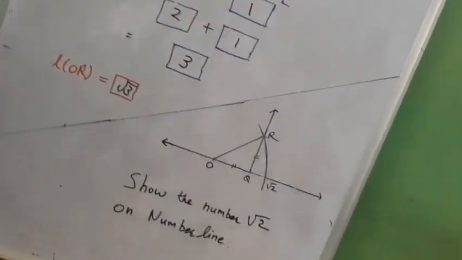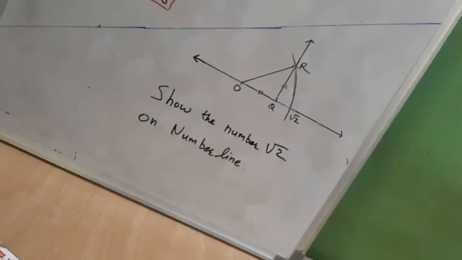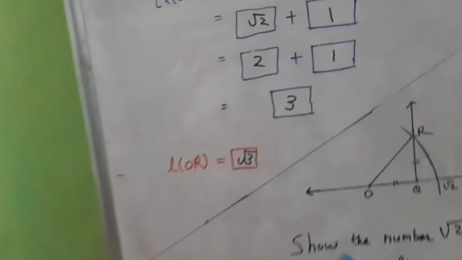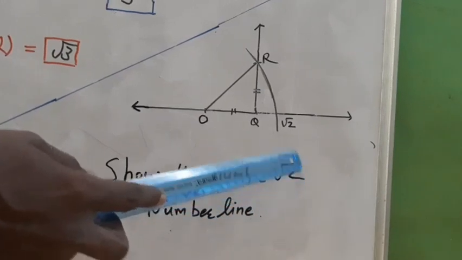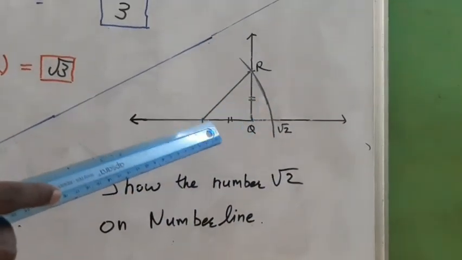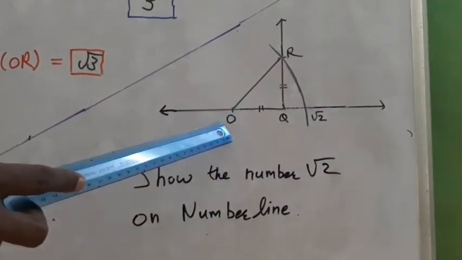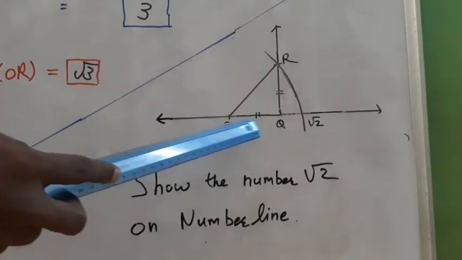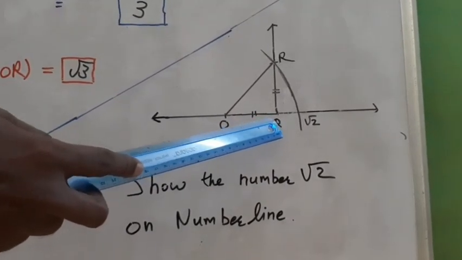We already studied in our first part how to show a rational number on the number line. Now show the number √2 on the number line. √2 is what? An irrational number. A sample is given. We'll do how this is actually formed. This is the number line. 0 is here. We keep 1 unit, 1 unit made 1 centimeter. Point Q is here.